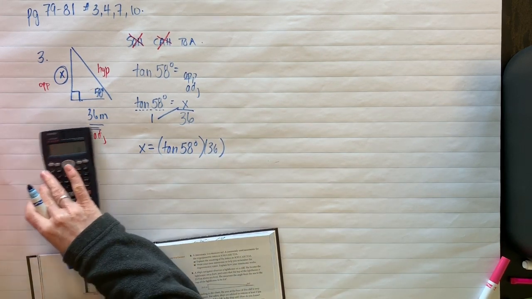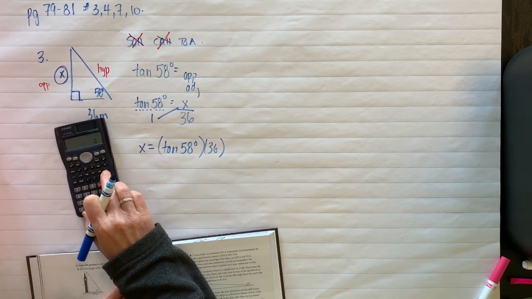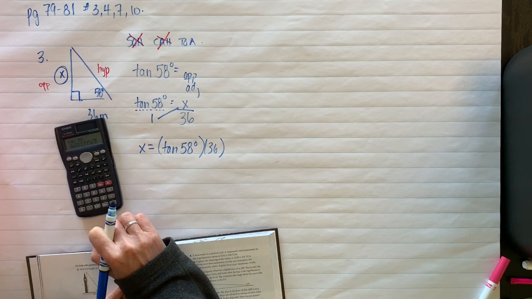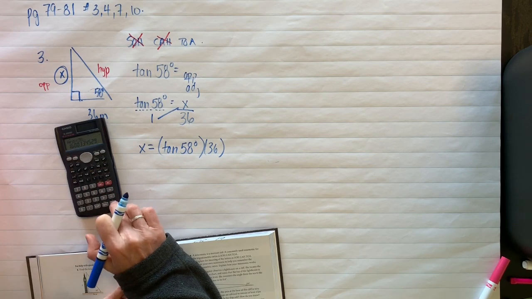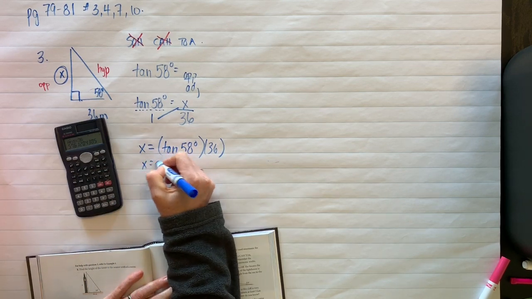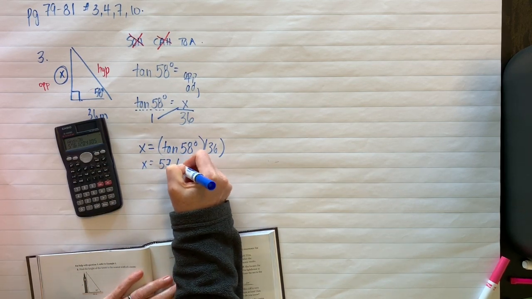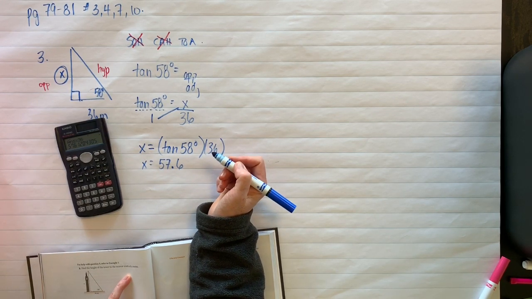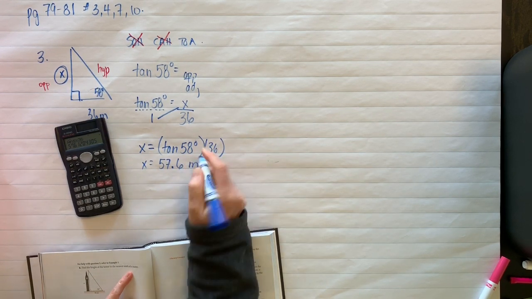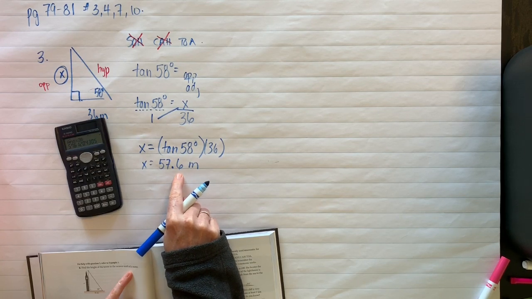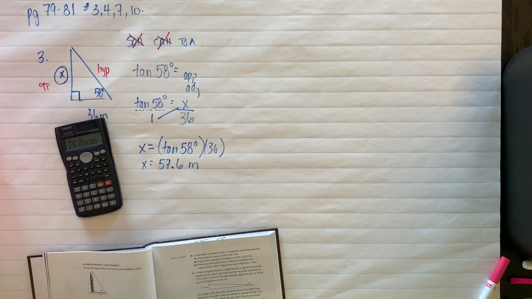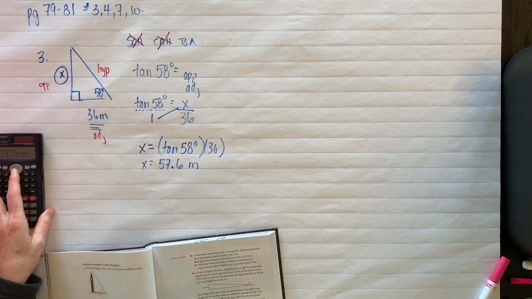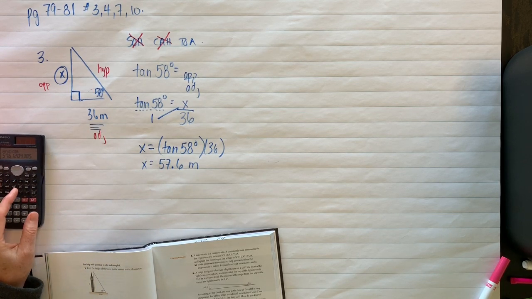So you can just plug this right into your calculator. You don't even need to find tan 58 separately. Just do tan 58. It should equal 1.600. I'm going to multiply that by 36, and what I find is that my answer is 57.6. The question asks to find it to the nearest tenth of a meter, so I leave it to 1 decimal place, and that's my answer. Does that seem reasonable? Sure. Okay.